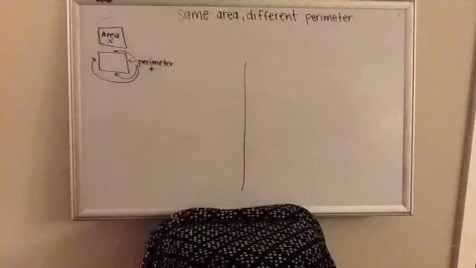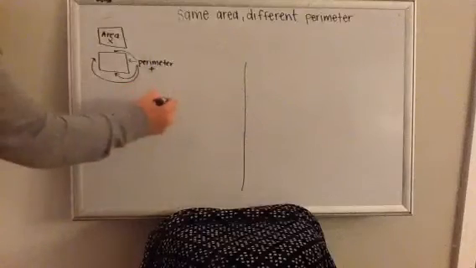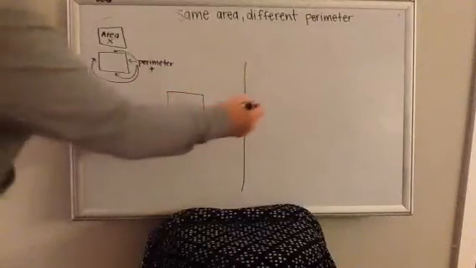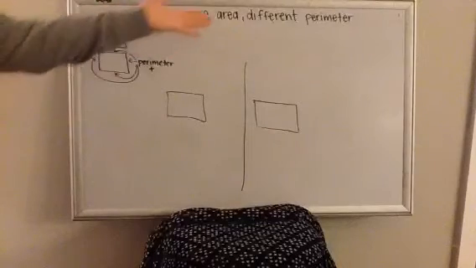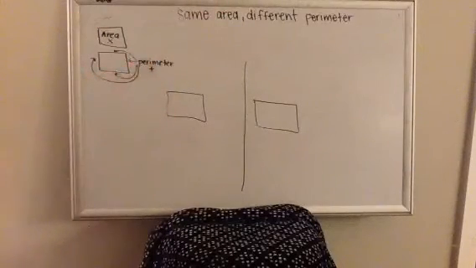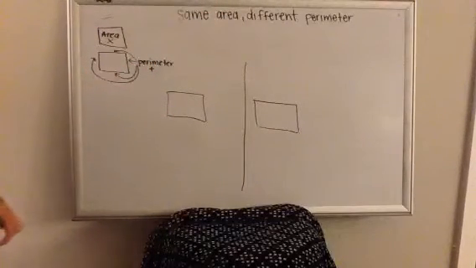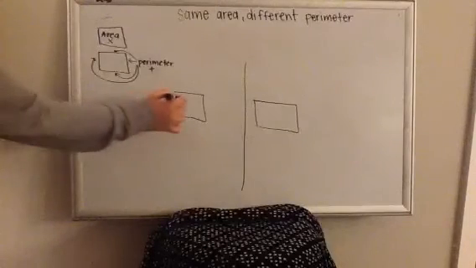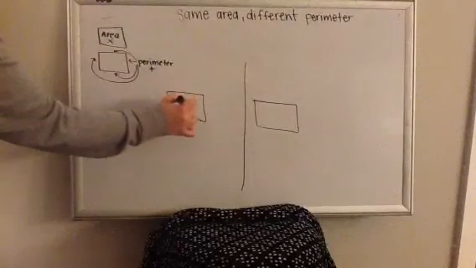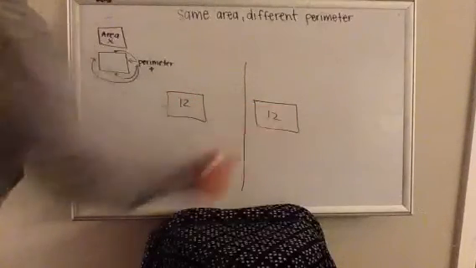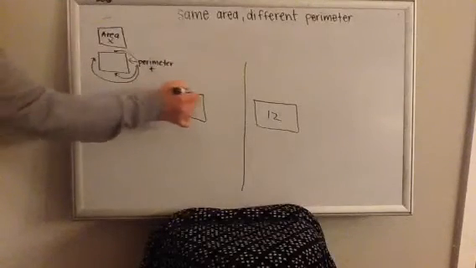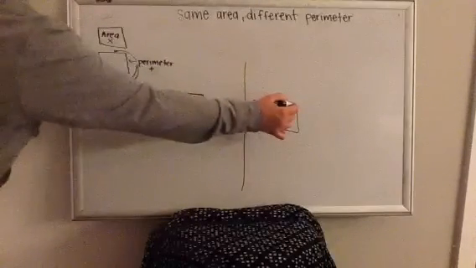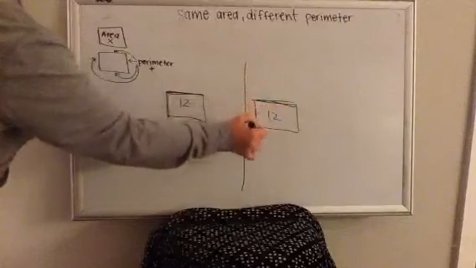All right, so I'm going to walk you through how I might solve the task of giving two rectangles. So I'm going to draw my two rectangles that have the same area and different perimeters. My task is to find two rectangles that have an area of 12, okay? So that means these two numbers need to multiply to give me 12. And these two numbers need to multiply to give me 12.